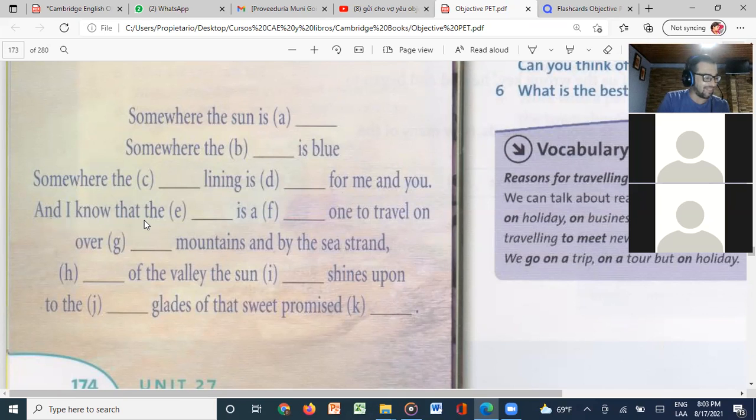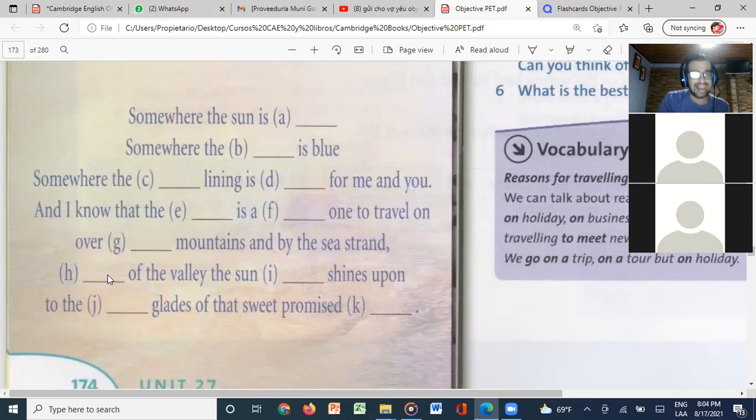And I know that the road. Road, right? The road is a... hard. It's a hard one to travel on. Over high mountains, right? High mountains. And by the sea strand.